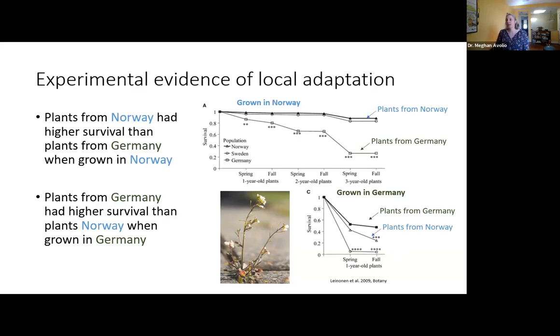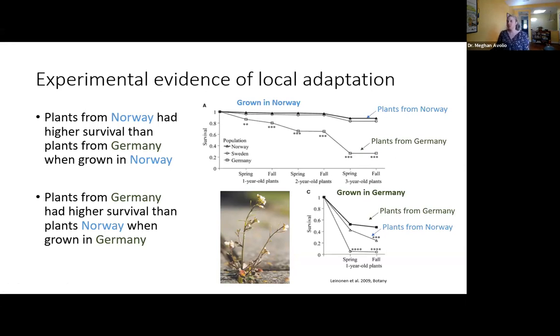And so this is an example where they collected plants in Norway, Sweden, and Germany. And I just want to focus on the results from Norway and Germany. So here they found that plants that were from Norway had higher survival than plants from Germany when grown in Norway. So here the plants are grown in Norway. This is through time, and this is the percent of plants that survive. And you can see that plants from Norway, grown in Norway, have really high survivorship through time. But plants from Germany grown in Norway have really low survivorship through time, where less than 40% are surviving after living in Norway for 3 years.